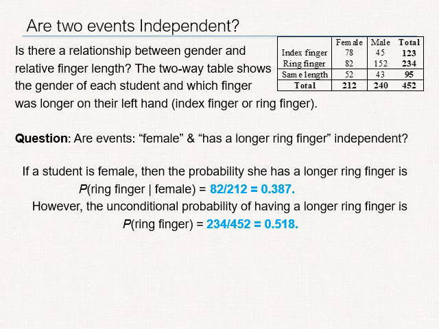And then the probability of a ring finger being longer would be the total number of longer ring fingers divided by the total in the table. When we divide those, you see that one is close to 39% and the other is close to 52%. So no, these are not the same values. And so that tells us that the event having a longer ring finger and the event being female are not independent.